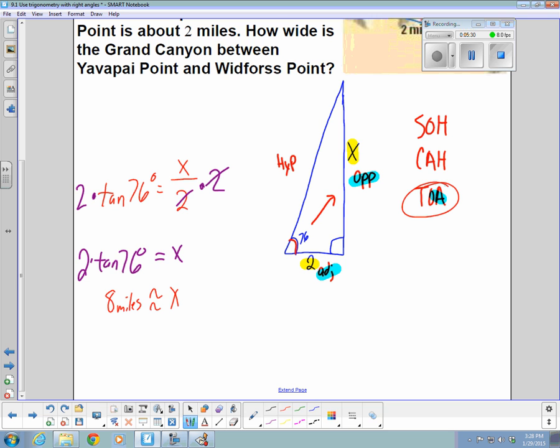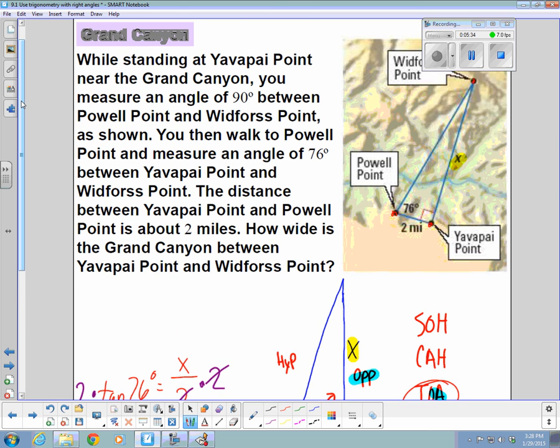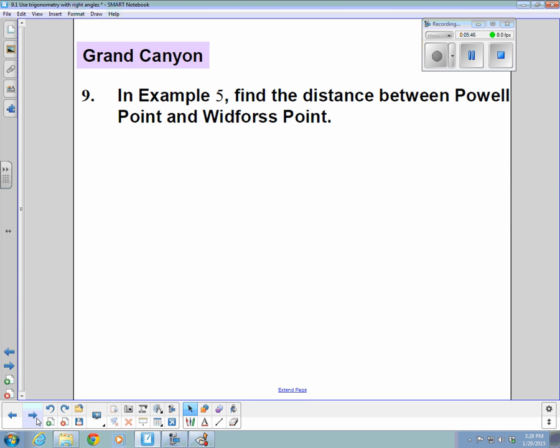Relating it back to the problem, this distance right here is about 8 miles. It's a little bigger, right? So there you go. It's just a regular trick, and you might be able to use it in real life sometime. Okay, the next problem. This one is all you.